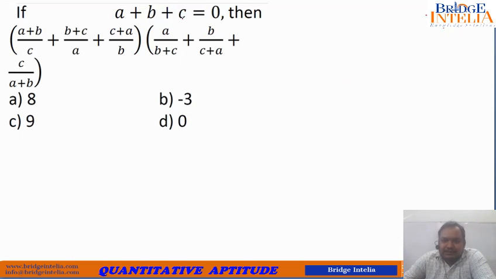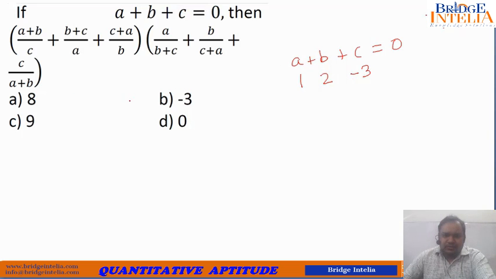So if a plus b plus c is equal to 0, then what is the value of this expression? So let us see. You can again take dummy values. a plus b plus c is equal to 0. You can take dummy values 1, 2 and minus 3 and you can simply substitute. And because only one option will be correct at a time, we will substitute. We are sure that 3 options are going to get eliminated. Let's do that.